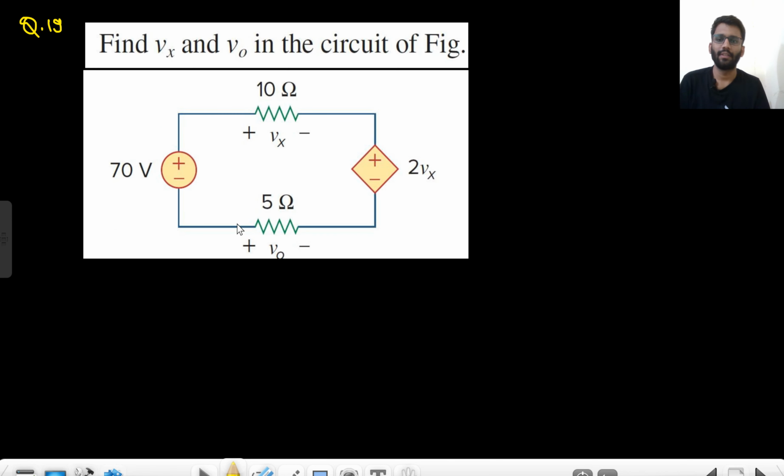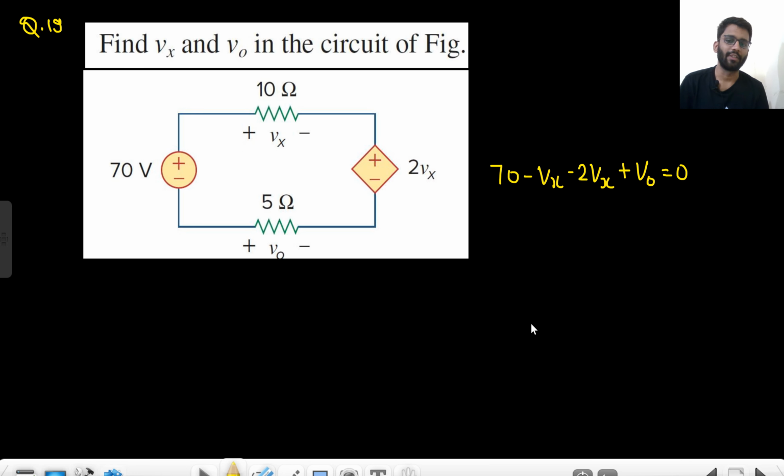This one is a similar kind of question. I think you can solve it on your own. You need to find the value of Vx and V naught. The first equation you can write by simple KVL: 70 minus Vx minus 2Vx plus V naught equals 0. I started from here.